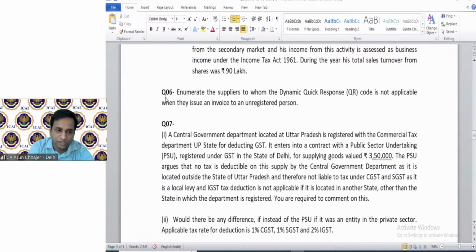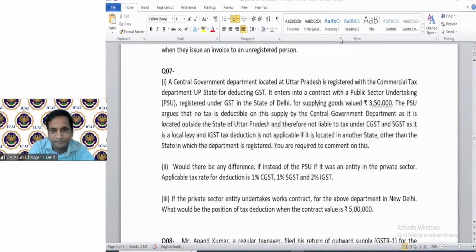Now the next question, practical question. A central government department located at Uttar Pradesh entered into a contract with a PSU. The government is entering the contract with a PSU registered in Delhi. So it is an interstate transaction for supplying goods of value rupees 3,50,000.